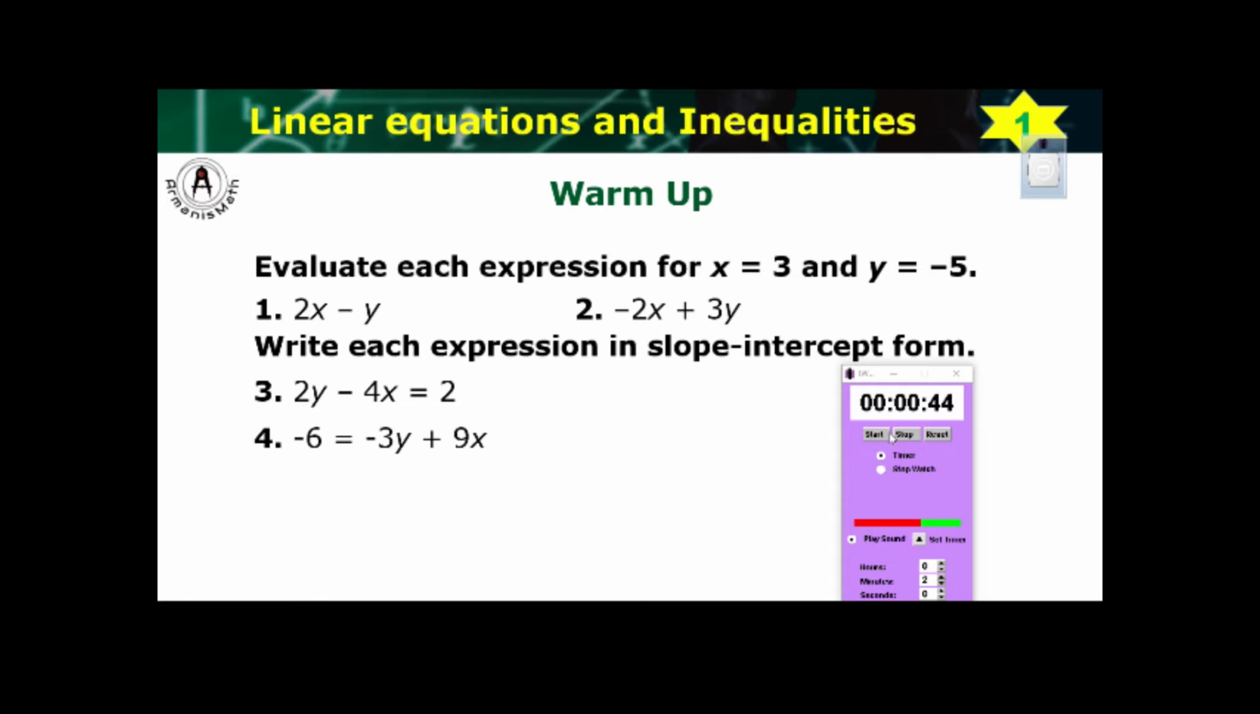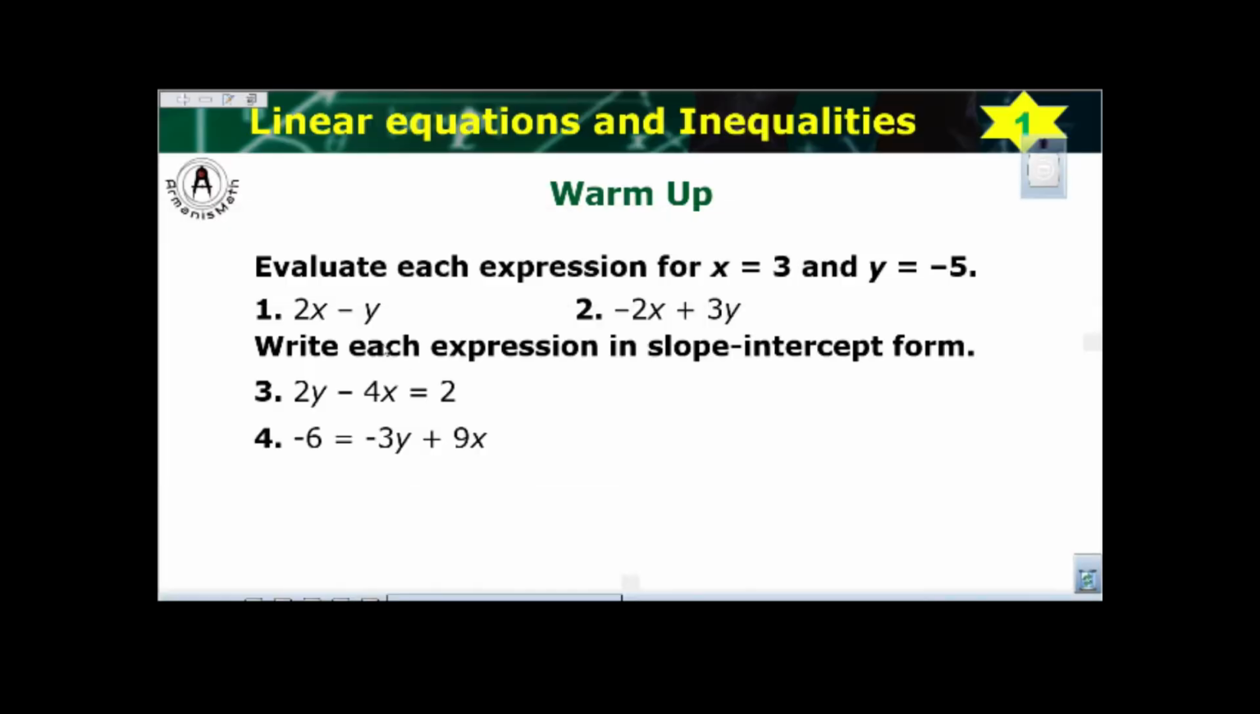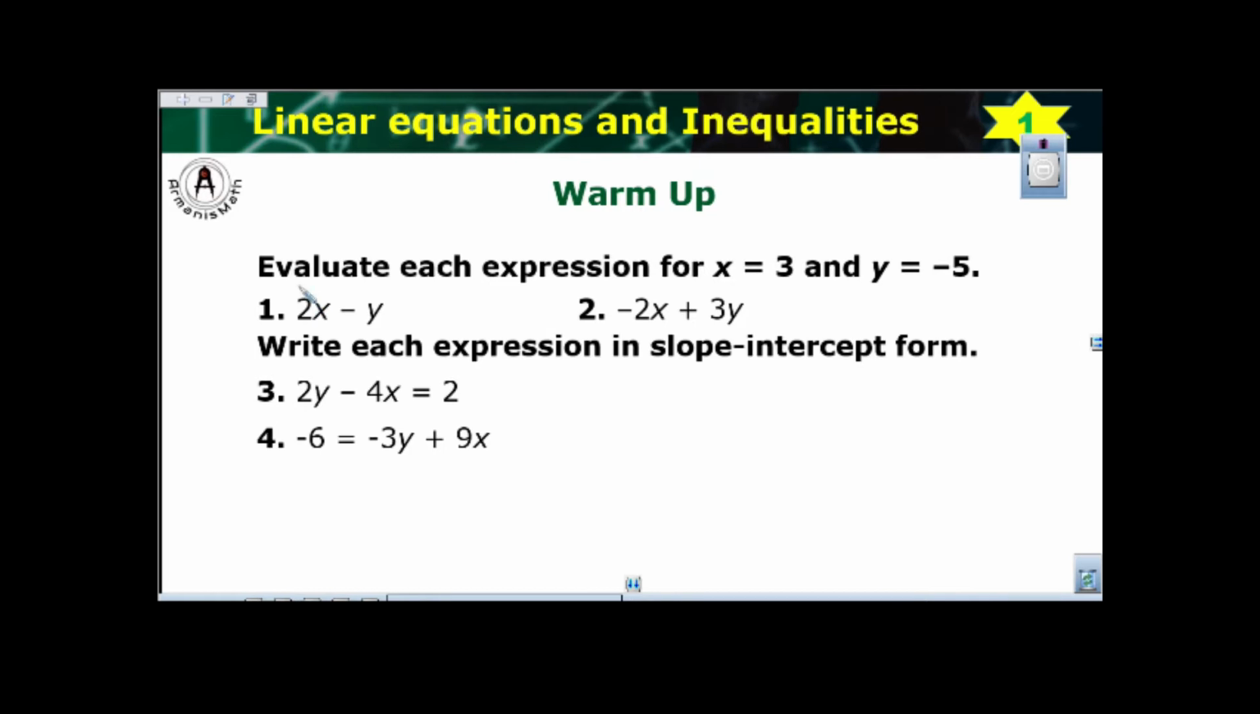Right, I'm going to pause it here. When you evaluate this expression, substituting x for 3 and y for -5 on each of these, I see one. I need to see more answers though. Basically what you're doing is substituting 2 times 3 in this case, minus the -5. So it becomes 6 plus 5, which is 11.